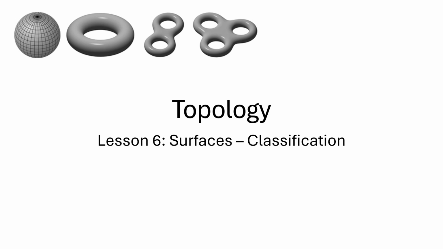Welcome to Topology Lesson 6 concerning the classification of surfaces. We're going to talk about a classification theorem for closed surfaces. Surprisingly, there's only 3 cases that cover everything, and if we're a little bit clever, we can actually reduce it down to just 2 cases.